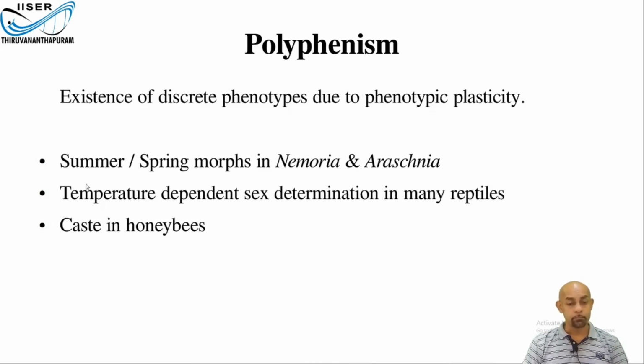Now, another famous example is temperature dependent sex determination in many organisms. It's well known in reptiles. You already know about chromosomal sex determination, where the chromosome composition determines sex, but in many animals, environmental conditions decide the sex of the offspring.